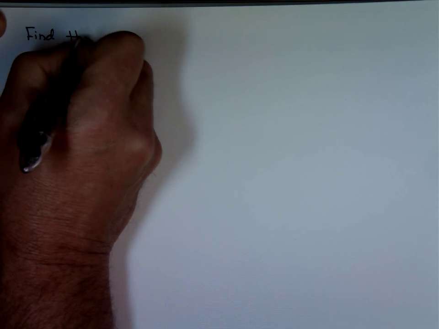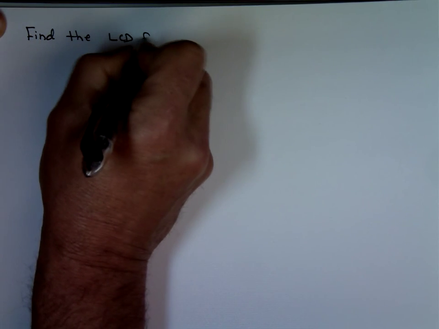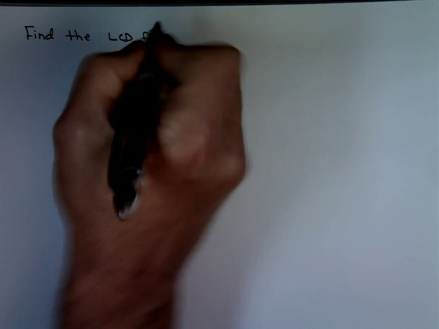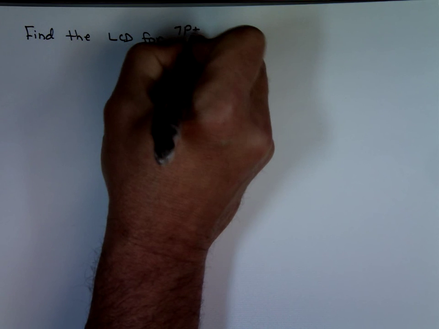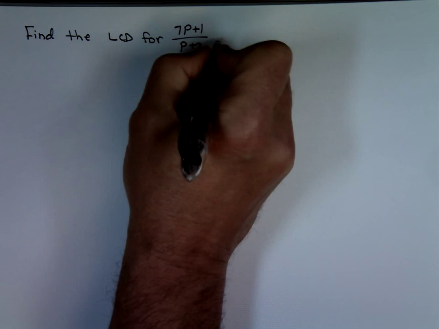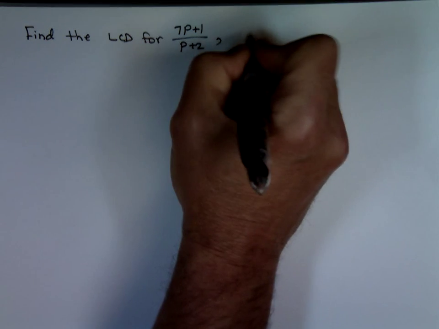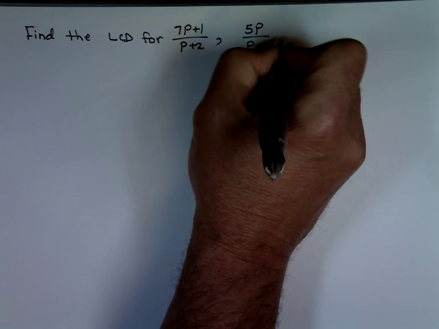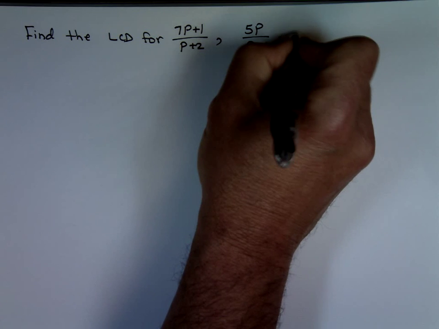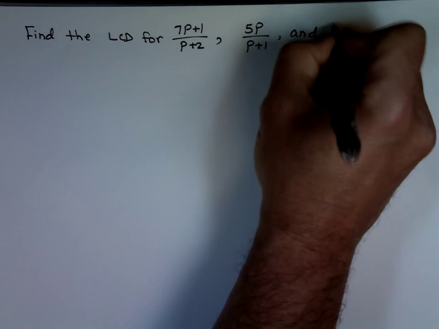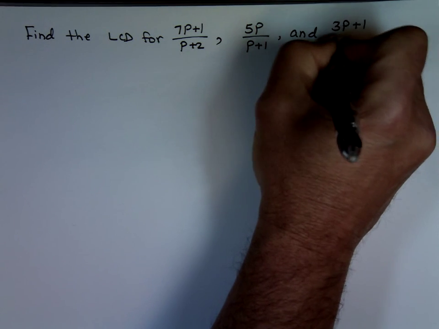Find the LCD for 7p plus 1 over p plus 2 and 5p over p plus 1, and we'll do one more. Have fun with it. 3p plus 1 over p plus 5.